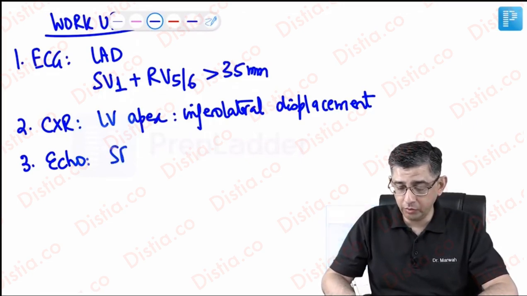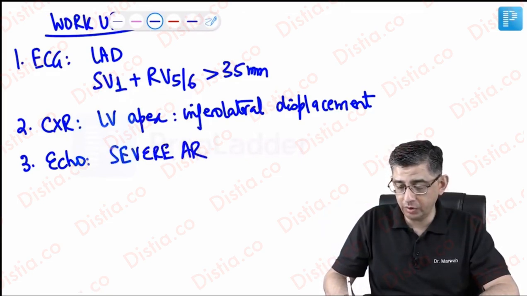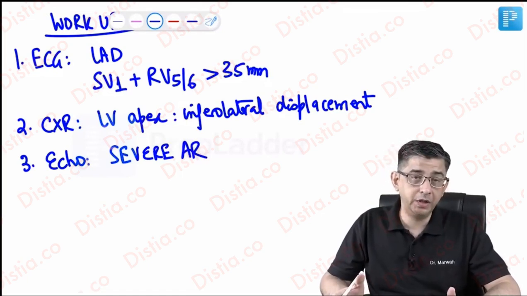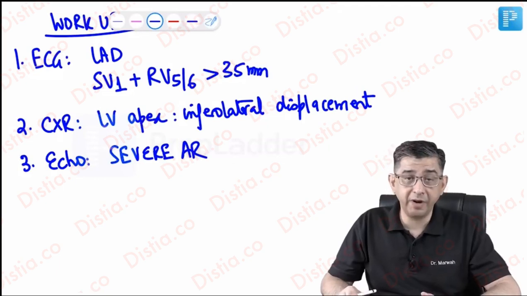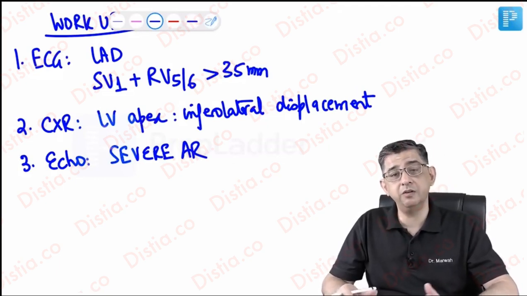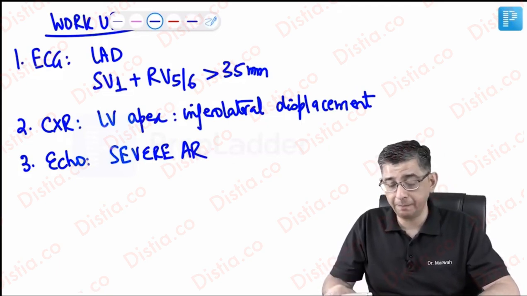I have already told you the echocardiographic criteria of severe aortic regurgitation, where I told you that the volume of blood that could be leaking back could be as much as 60 ml per beat, or it could also be described as a fraction. The regurgitant fraction could be more than 50%.